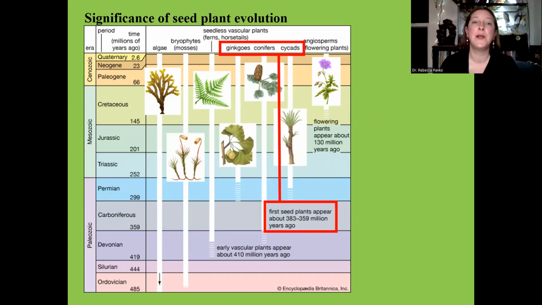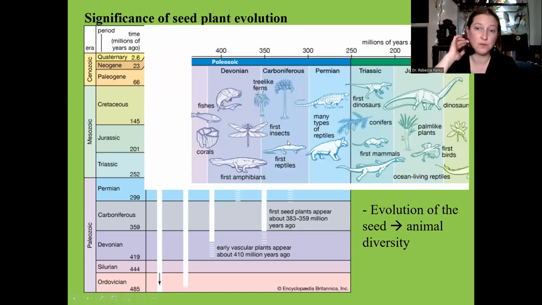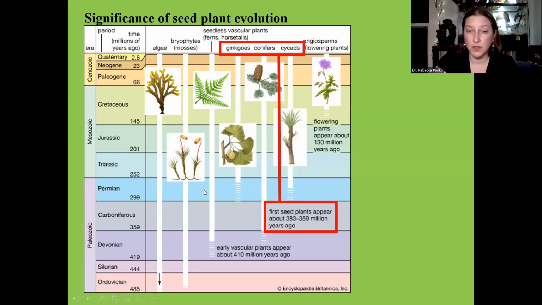Right, and those are your ginkgos, conifers, and cycads, meaning the ones that are still around today. Those are the ones that are still around today that showed up back then. And if we were to compare what's going on with the animals around that time in the fossil record, you can see, look, when did this say? First seed plants appear about 380, 360 million years ago, right? So 380, 360.